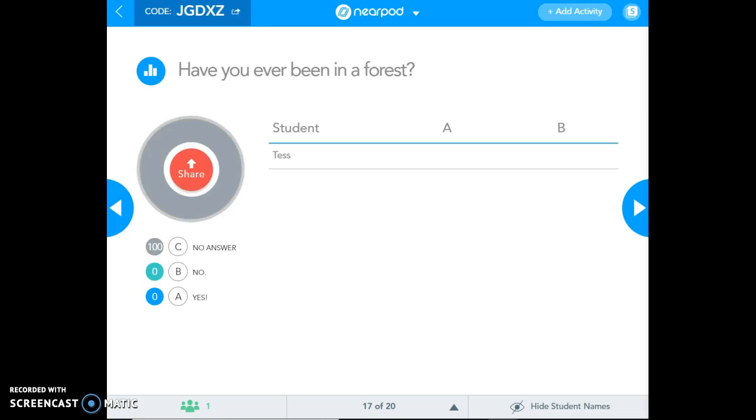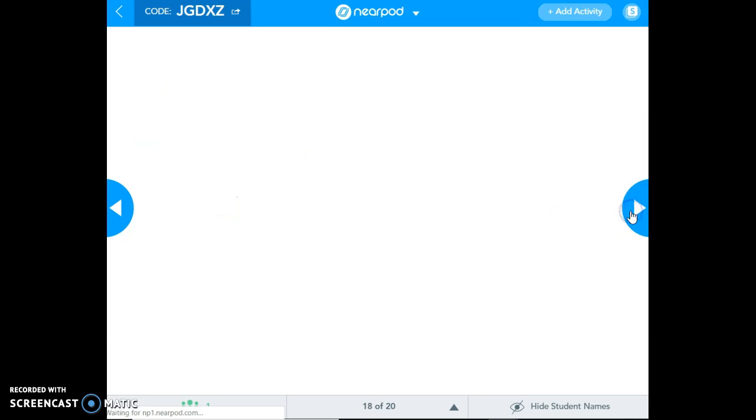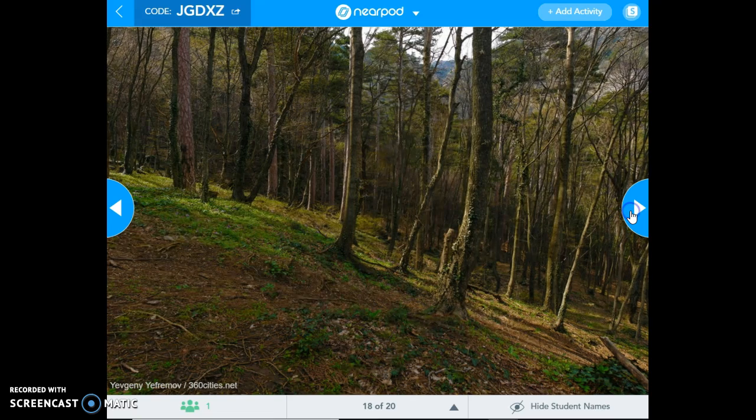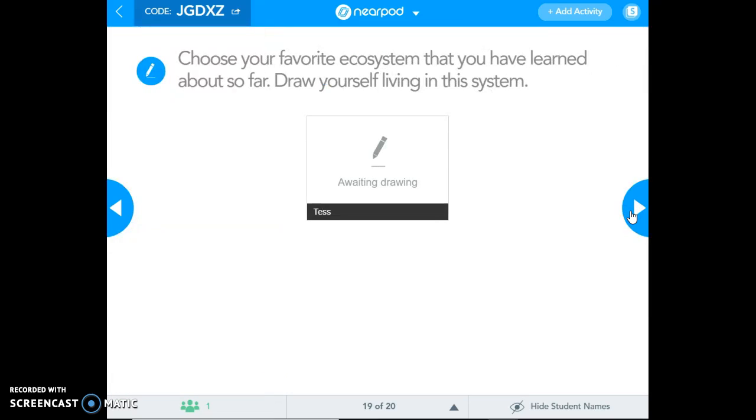So here's our poll. Let's wait and see if anyone is going to submit an answer. Awesome. We have one student who said, yes, she has been in the forest. Excellent. Here's a forest. Wow, we are going on so many field trips.